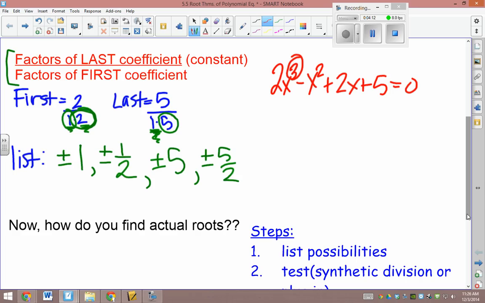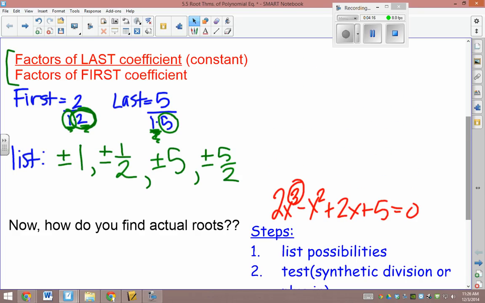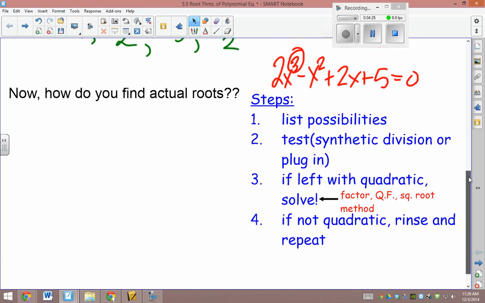So here are my steps. I'll drag this polynomial down here so we can see it when I scroll down. All right, you'll want to hit pause and copy down those steps. These are really important and helpful as we're going through these problems. So we're going to list the possibilities. We already did that. Then what we're going to do is start testing the possibilities.